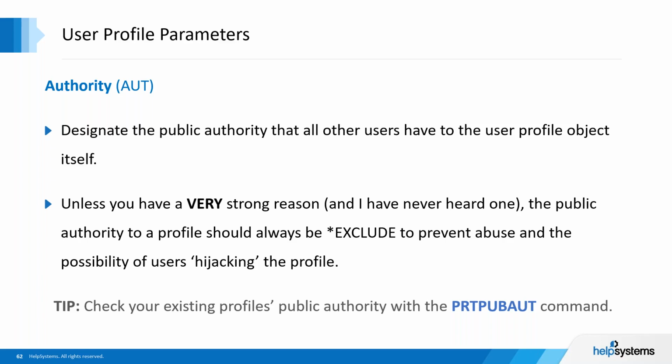If you're curious if you have that condition already in place, run the print public authority command that I've highlighted here in blue. Run it against the star user profile object set. That will look for any profiles that are not public exclude. Don't panic if you see 2 IBM profiles on that list. May actually be 3 IBM profiles on that list. So if you've got 2 or 3, it's not a big deal. Just understand that anything more than that is a problem, and reach out to us and we can explain more in depth.